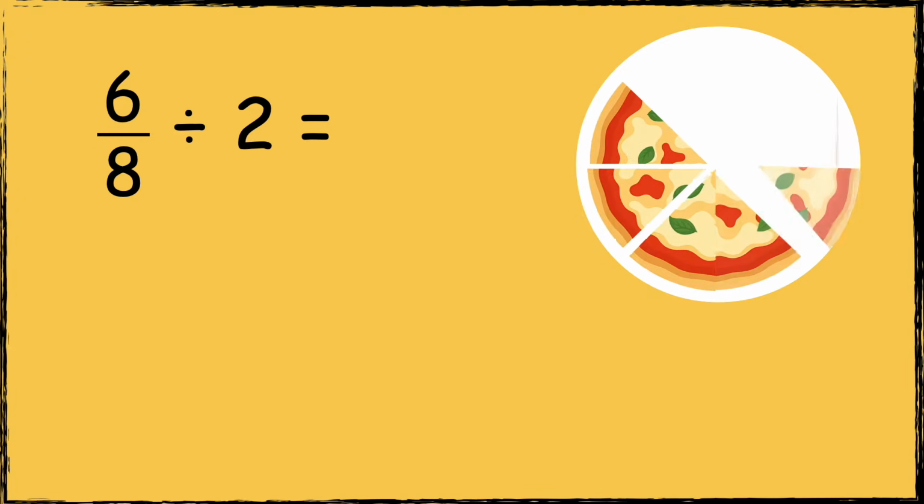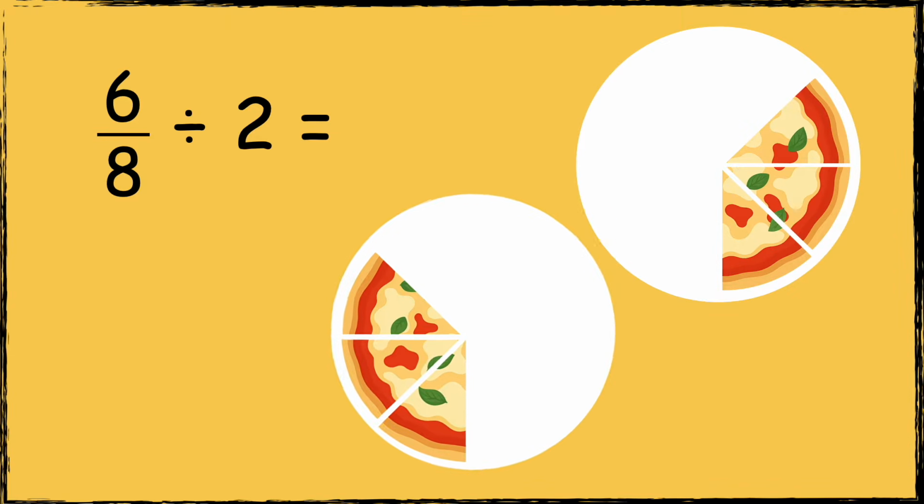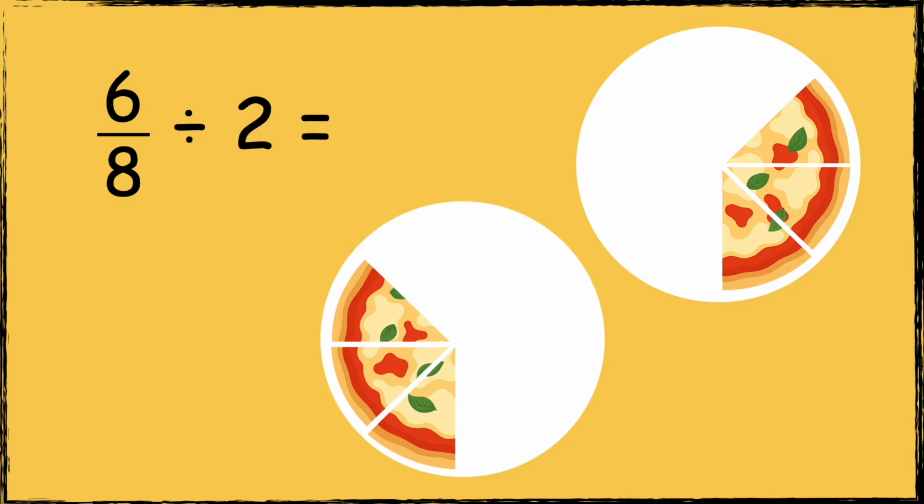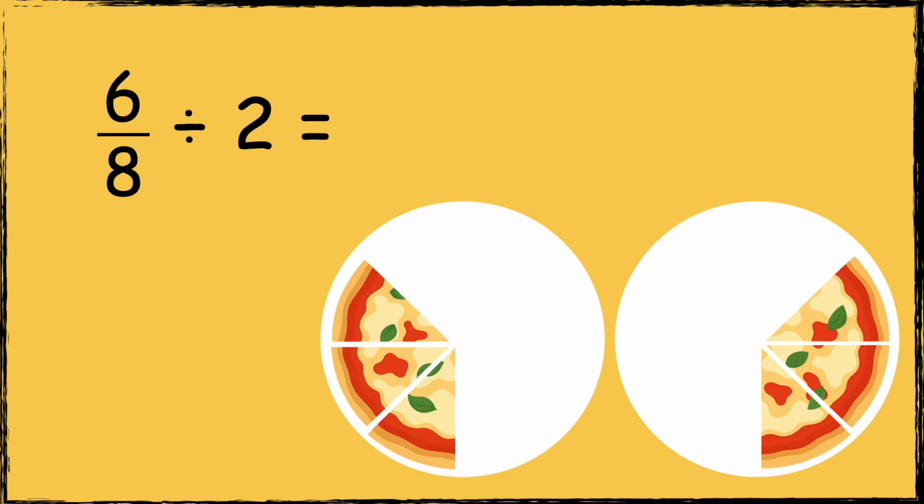If you have 6/8 of a pizza and you want to share it equally between 2 people, it's like splitting it in half. So we have 3 out of 8 slices for one person and 3 out of 8 slices for the other person. So we can see that the answer is 3/8.